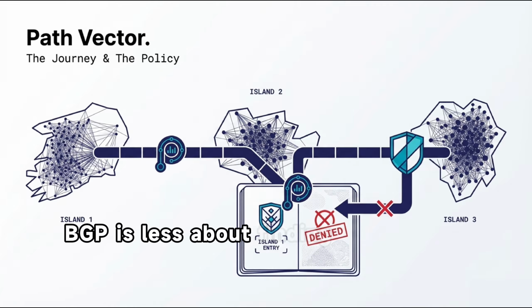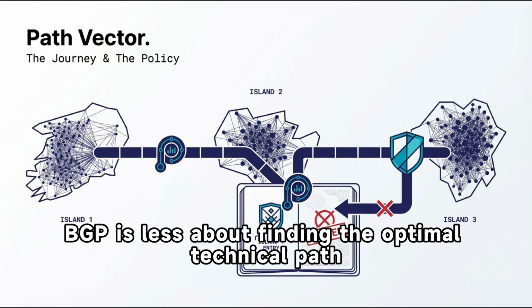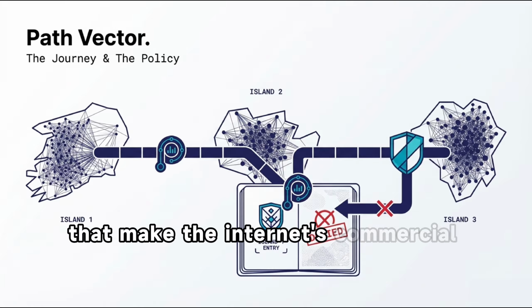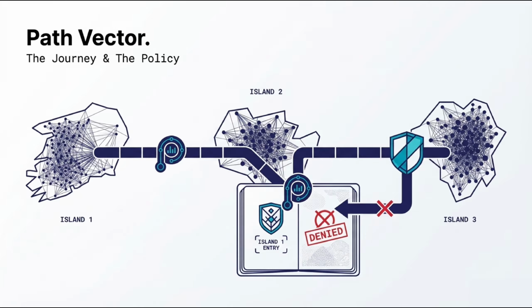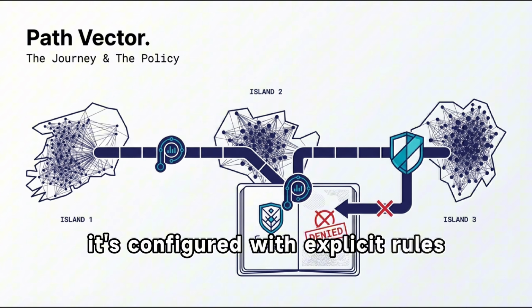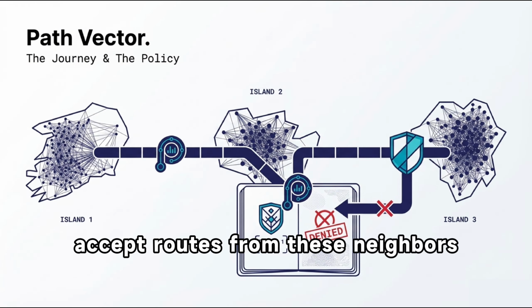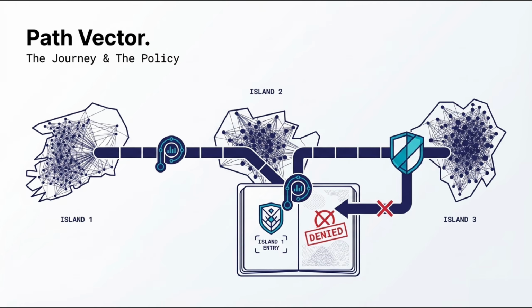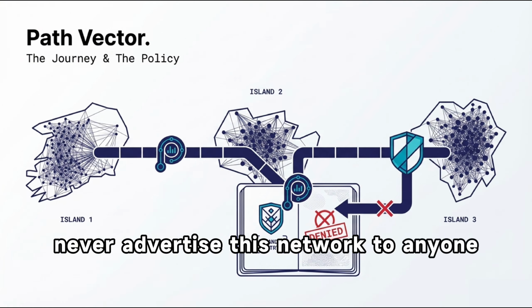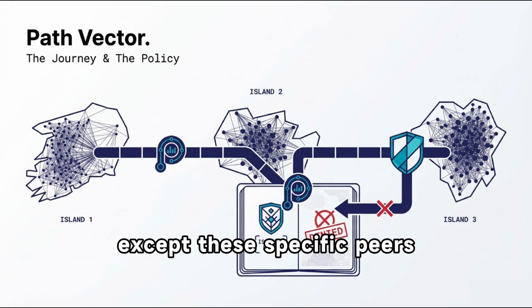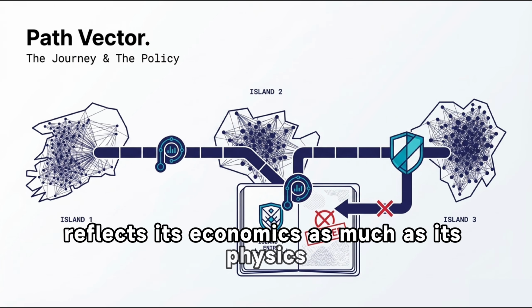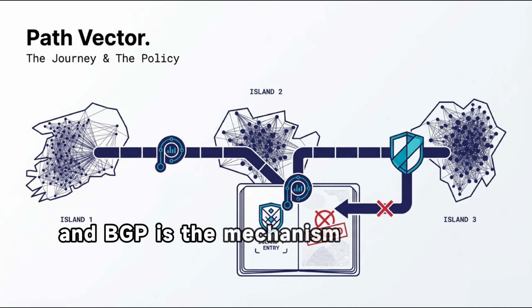BGP is less about finding the optimal technical path and more about implementing the agreements and policies that make the internet's commercial ecosystem function. It's configured with explicit rules: accept routes from these neighbors, reject routes from those neighbors, prefer this path over that one, never advertise this network to anyone except these specific peers. The internet's routing system reflects its economics as much as its physics, and BGP is the mechanism that makes that possible.